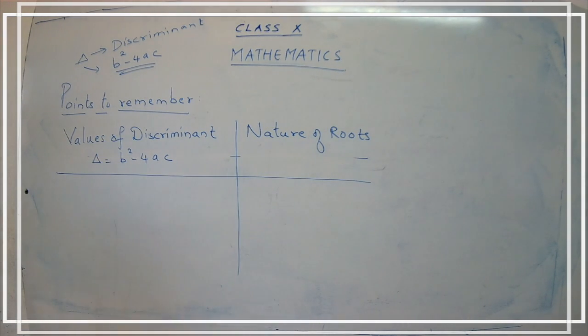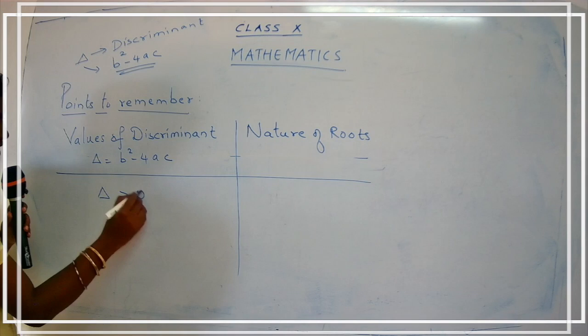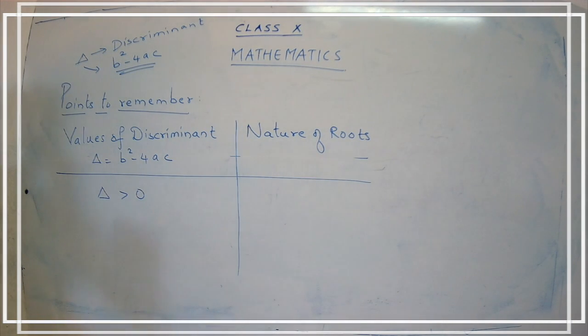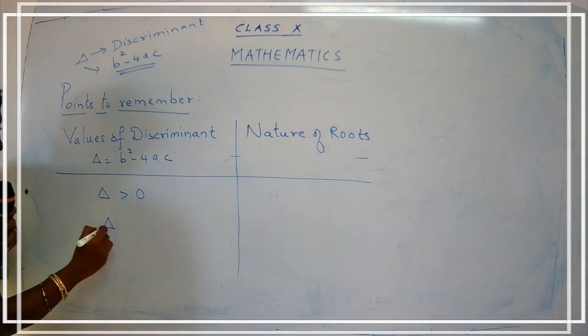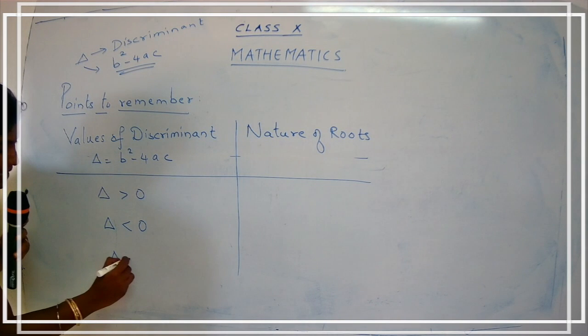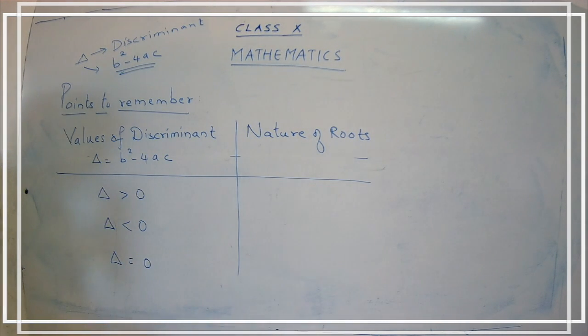I hope you have drawn a table. Let's write the values. So we have three conditions, that is, if delta is greater than 0, delta is less than 0 and delta is equal to 0. So let's see the three different conditions. One is delta greater than 0. What will be the nature of the roots if delta is greater than 0? What do you mean by delta is greater than 0? That means the value of delta is positive, a plus value.